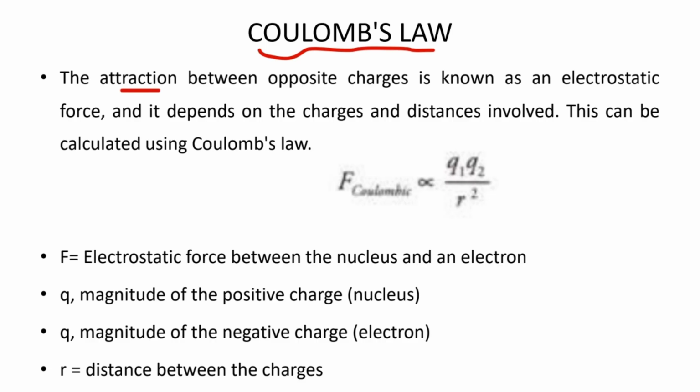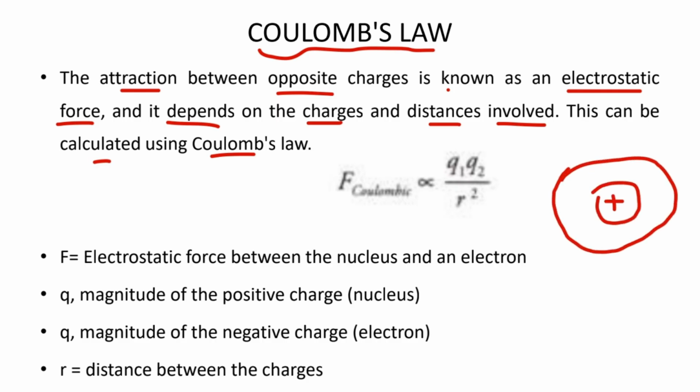Coulomb's law. The attraction between opposite charges is known as an electrostatic force, and it depends on the charges and distance involved. This can be calculated using Coulomb's law. Now, as we mentioned before, the nucleus is positively charged, and around the nucleus there are orbits that contain electrons with a negative charge. So basically we have opposite charges, as we mentioned here.